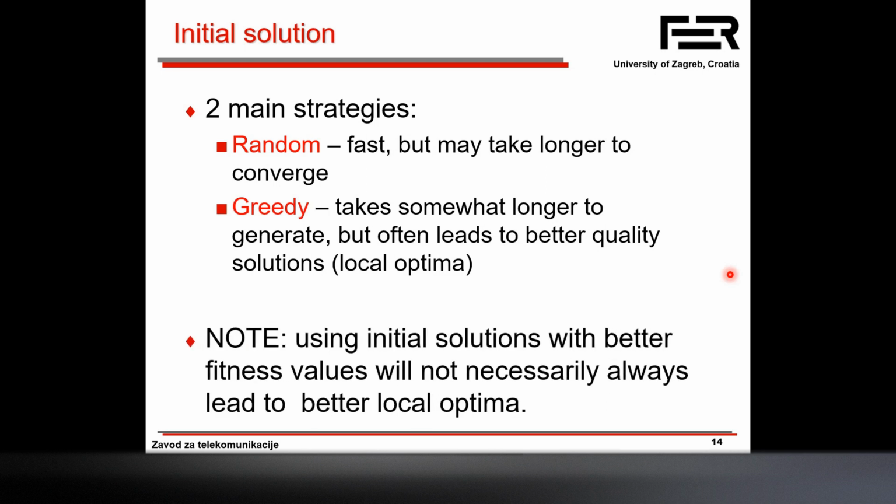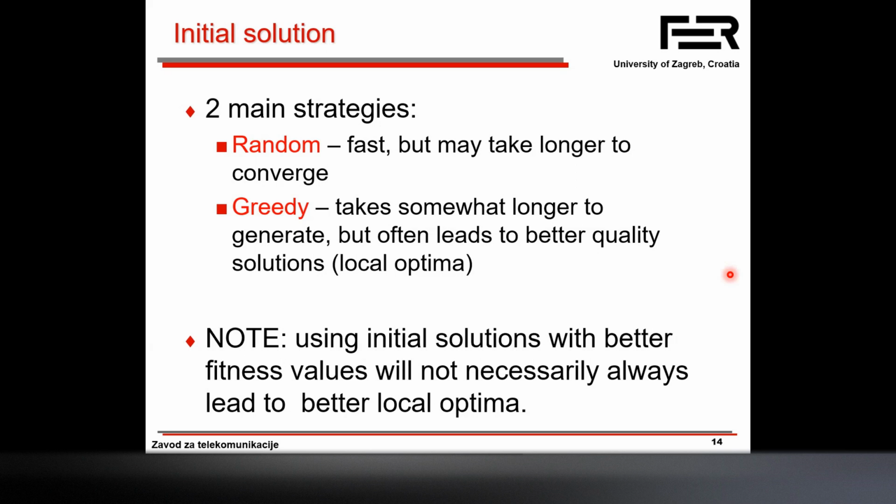One thing to note here is also that using initial solutions with better fitness values will not necessarily always lead to better locally optimal solutions after having run a local search algorithm. So just because my initial solution in one case is better than a different initial solution that I start with, doesn't necessarily mean that I will end up with a better overall solution in terms of this local optimal solution that my local search algorithm will give me.